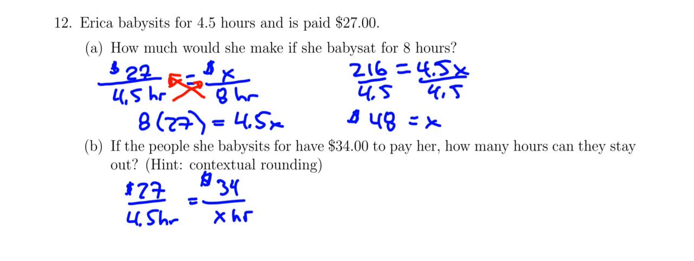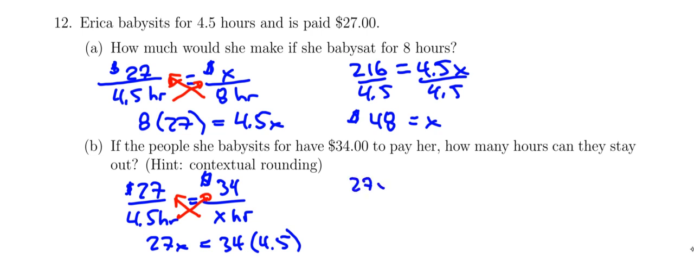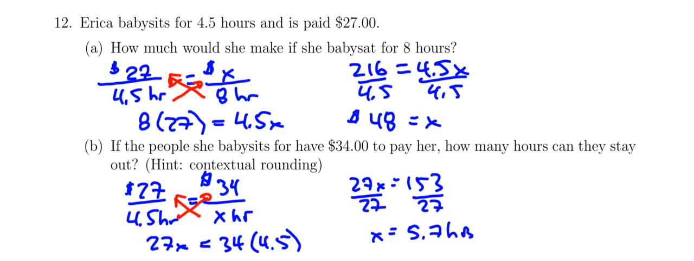So again, what we're going to do is multiply through by those denominators there. And that's going to get us 27x will equal 34 multiplied by 4.5. And I'll just do that real quick. 34 times 4.5. So we get 27x is equal to 153. And then we're going to divide both sides by that 27. And so 153 divided by 27 is going to be 5.7 hours.